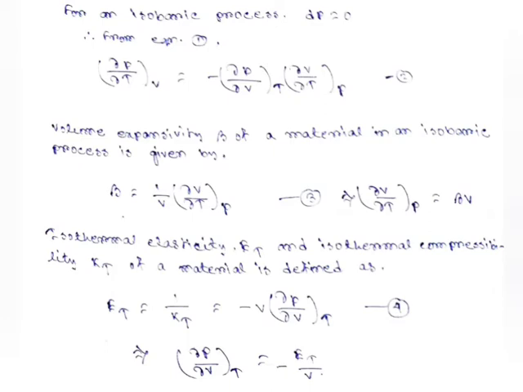Now volume expansivity of a material in an isobaric process is defined as 1 by V del V del T at constant P, and it is denoted as beta. Then we can write del V del T at constant P equal to beta into V. Again, isothermal elasticity is denoted by ET and isothermal compressibility is denoted by KT, and they are reciprocal to each other and are defined as ET equal to 1 by KT equal to minus V into del P del V at constant temperature. Then del P del V at constant temperature will be equal to minus ET by V.